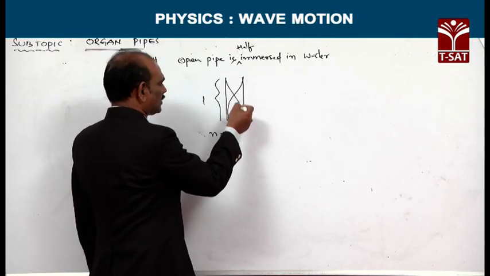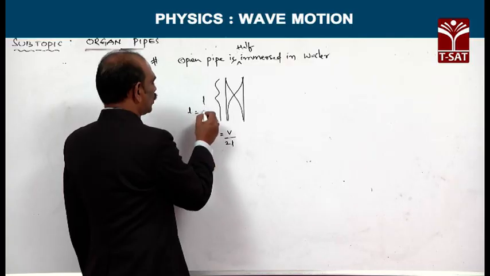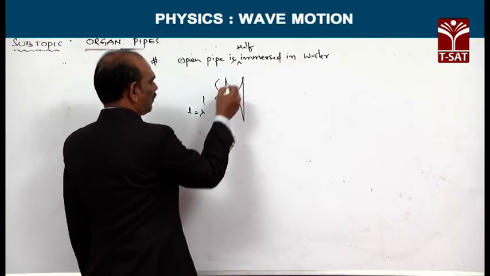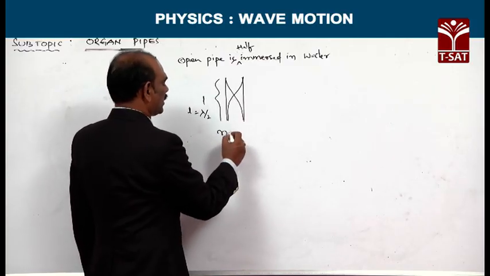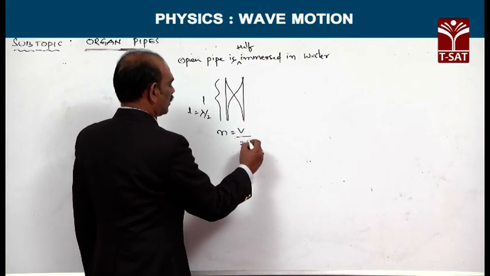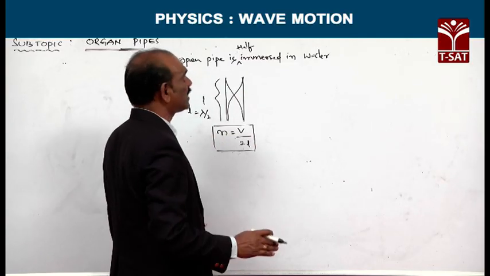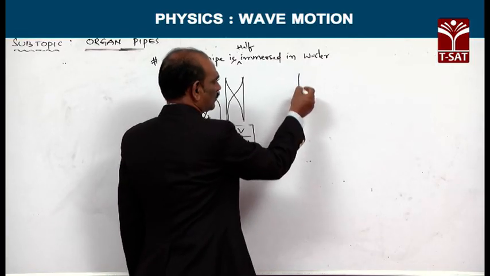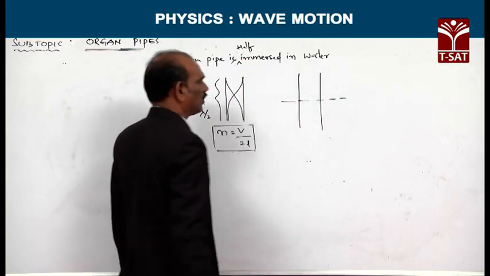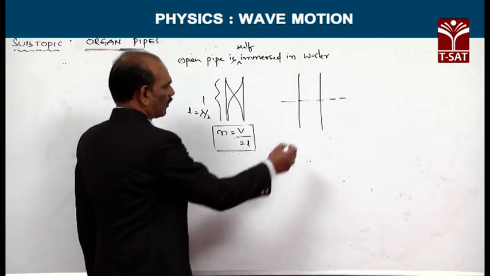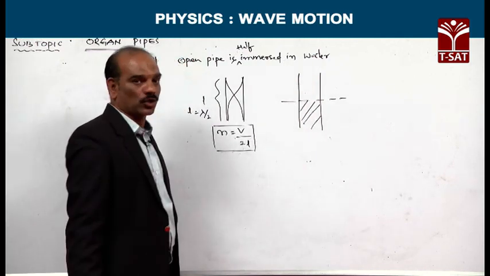When the open pipe has length L, this L is equivalent to lambda by 4 plus lambda by 4, which becomes lambda by 2. Fundamental frequency N is equivalent to V by 2L. This is the fundamental frequency. Now when this pipe is half immersed, up to this position, kept inside the water, this upper portion will behave as a closed pipe.